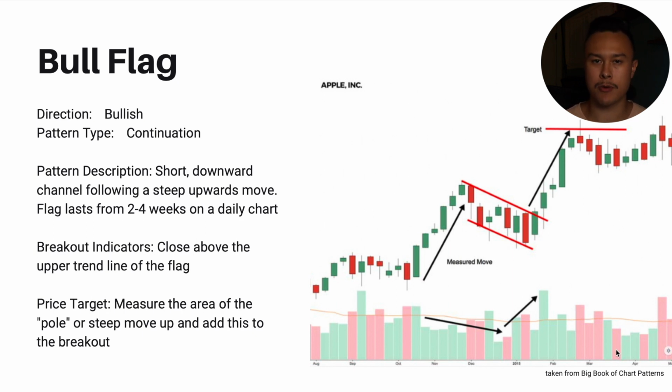Now, how can we measure a price target? So what we're going to do is we're going to measure the length of the pole, and we're going to add that to the breakout. If the length of the pole was $10, we're going to add that to the breakout, so our price target will be $10 above the breakout price.